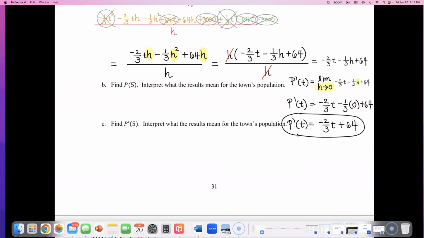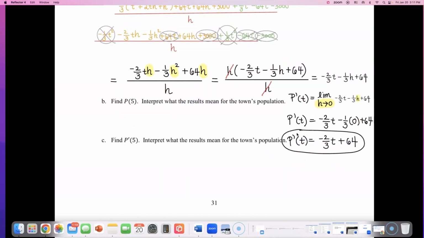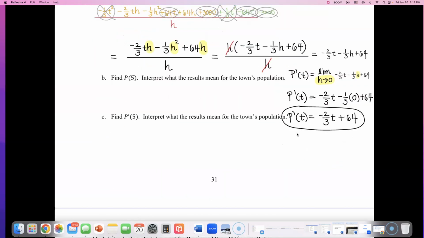If we were to use the power rule, that would have been about a 1 minute problem, okay? But now we have this P prime of t, you can use this to find, well, part C. I'm going to stop this video and start another recording to go over B and C shortly.